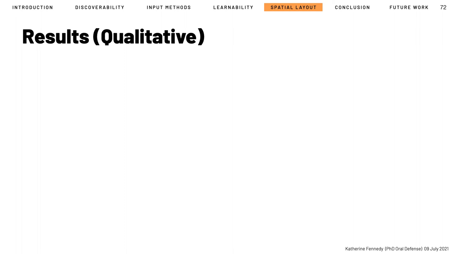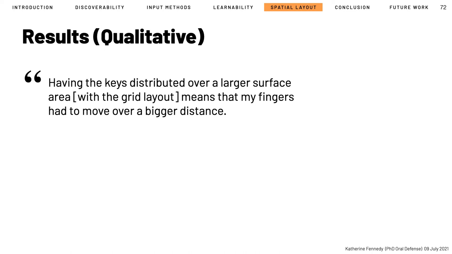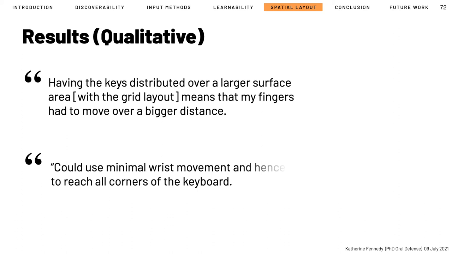However, we found interesting remarks by some participants when we asked them to elaborate on their reasons. For instance, a larger surface area may help in accuracy and be rated positively. But participants commented that it also means their fingers had to move over a bigger distance, and this causes fatigue over time. On the other hand, the compact keyboard layout requires only minimal effort for some users to reach all of its corners, so this shows that there is an advantage for the keyboard layout to occupy a smaller screen estate.